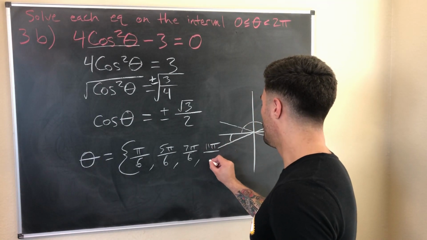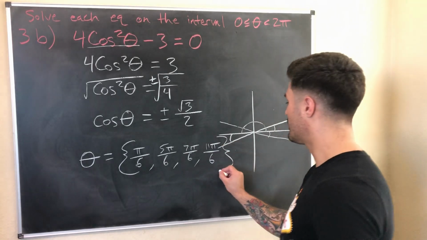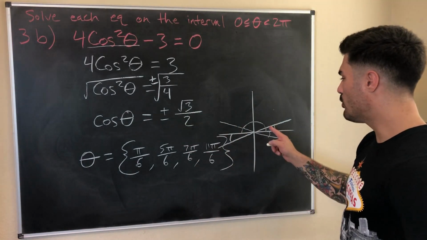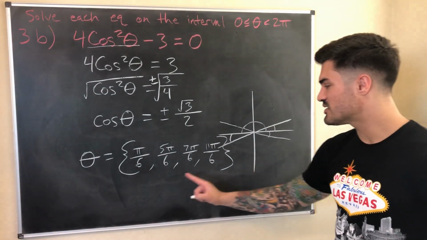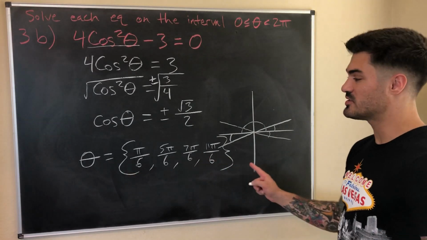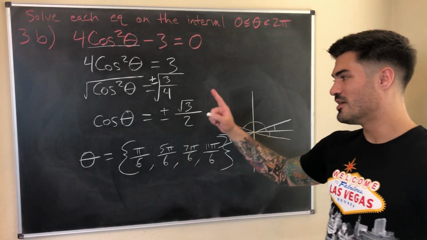So now think about if I had forgotten to put plus or minus and just taken the positive values, I would have just ended up with pi over 6 and 11 pi over 6. So I would have missed 2 of the 4 possible solutions. So make sure to remember that plus or minus.